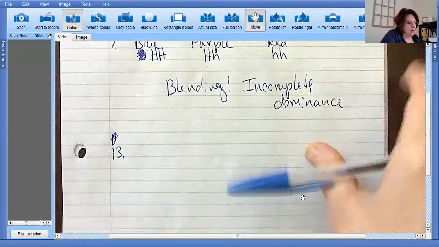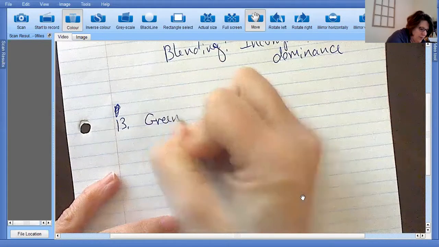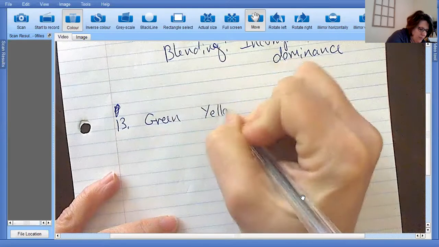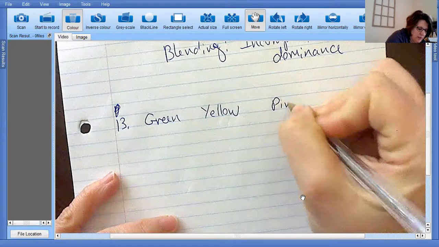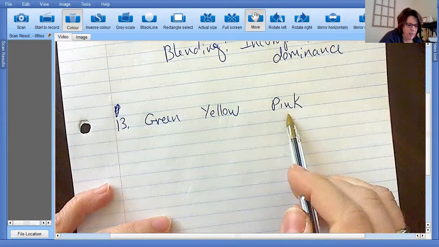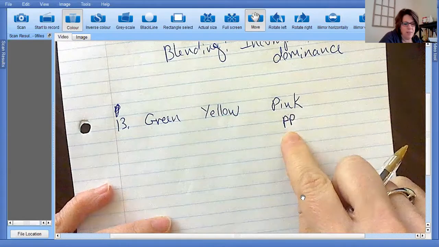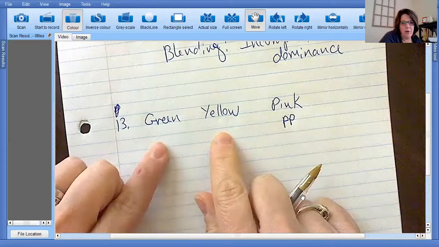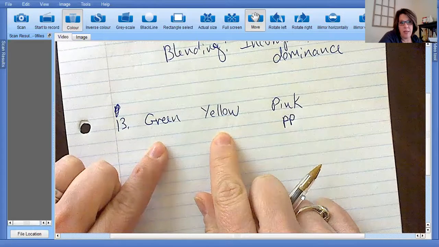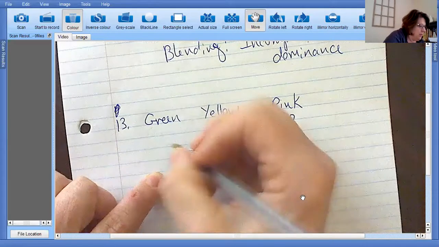Let me go to my document camera here and we'll work this out. So it says you can have green or yellow or pink. Green and yellow are dominant over pink, so let's use a little p to indicate pink being recessive. And it says yellow and green are both codominant, so when they're together, you get green and yellow spots. That tells us that it's codominance.